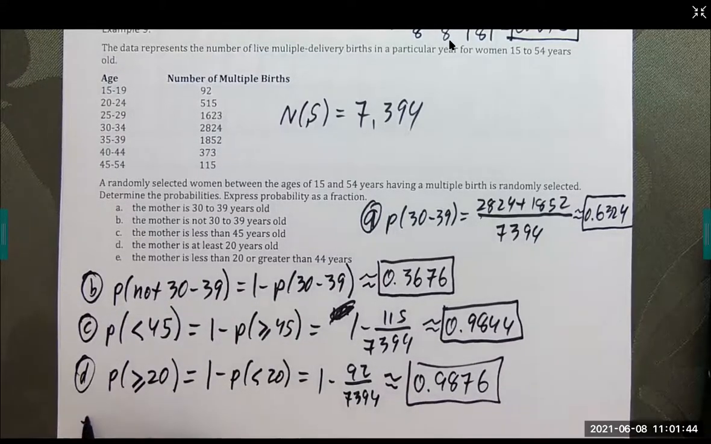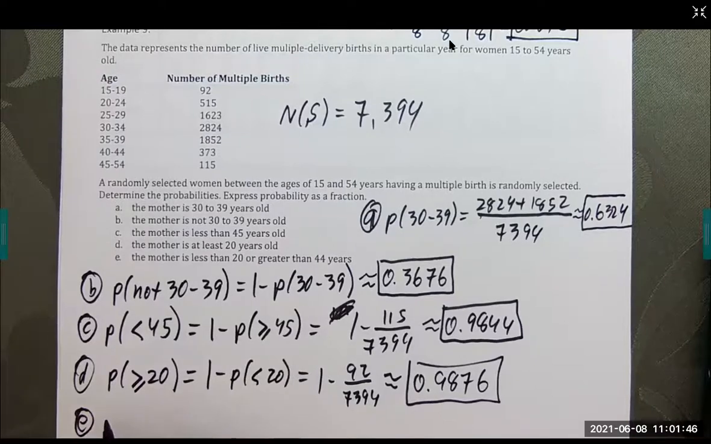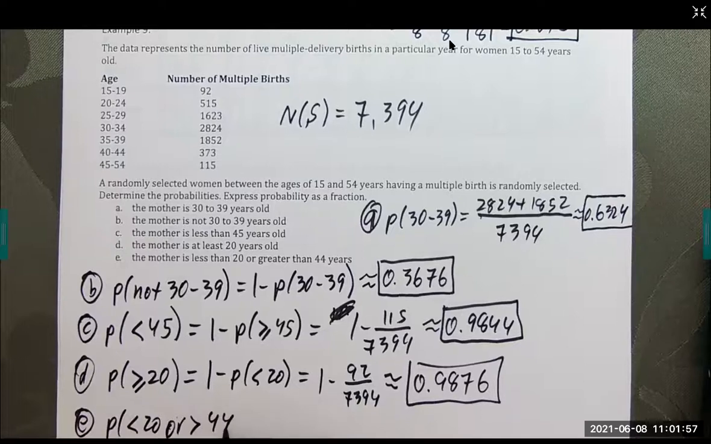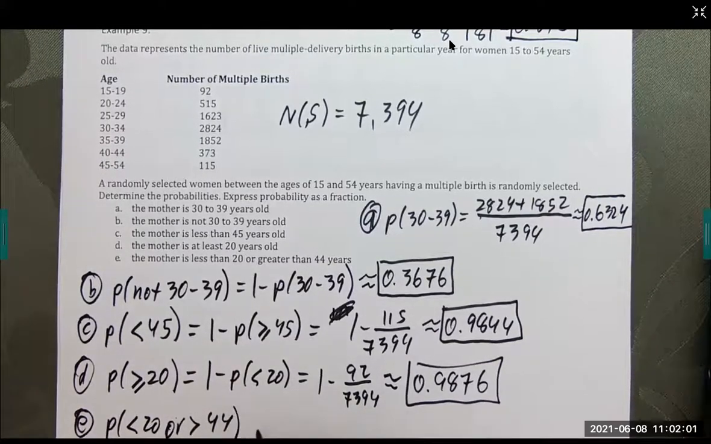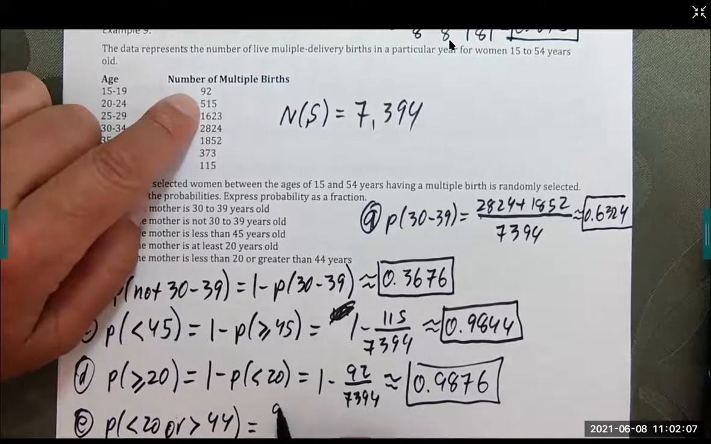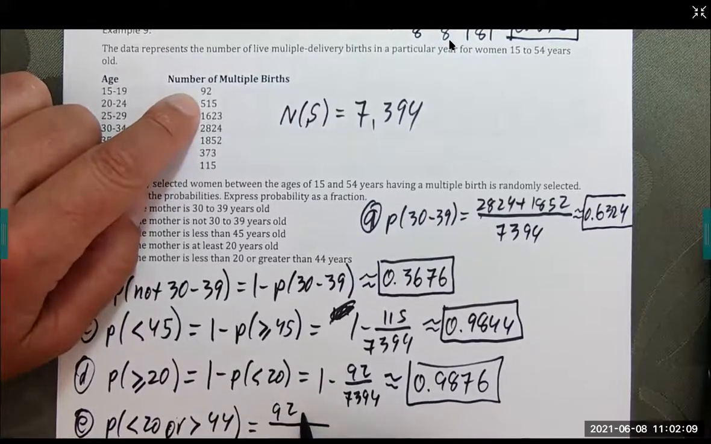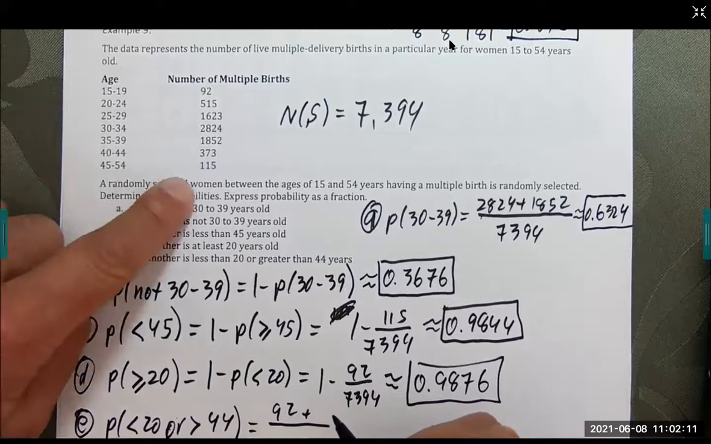E. The mother is less than 20 or greater than 44. So P of less than 20 or greater than 44. So that one I'm just going to flat out do. Less than 20, I'm at 92. Older than 44, that's 115.